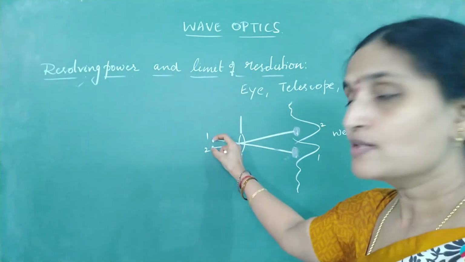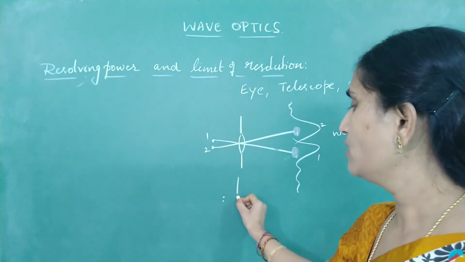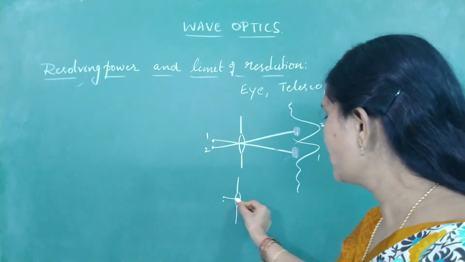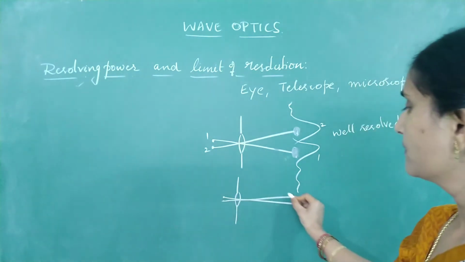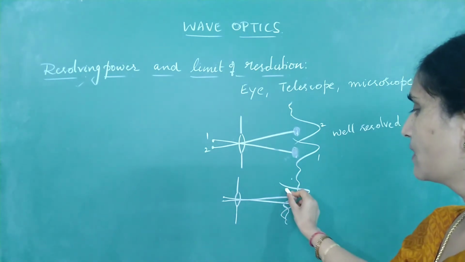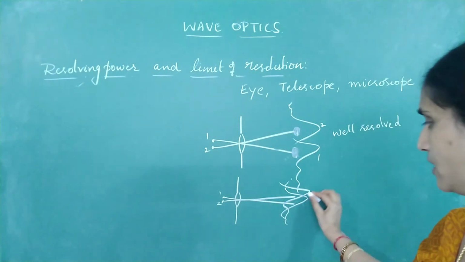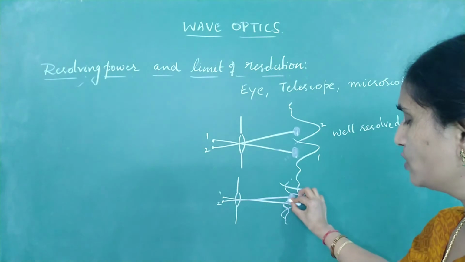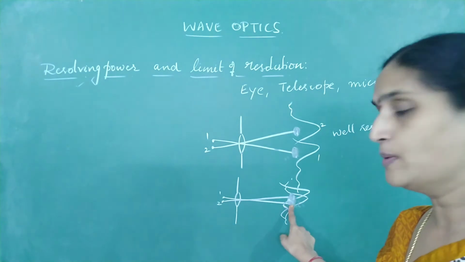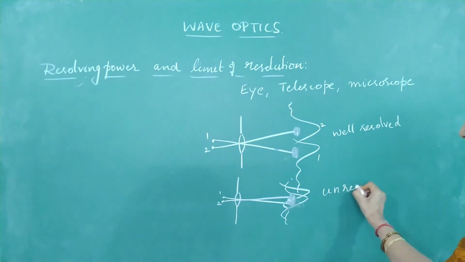If I decrease the distance between these 2 point objects, okay, I bring them very close to each other and you are observing through an objective or the eye, and now the diffraction patterns are formed like this. They are overlapping with each other. The diffraction patterns of the first and the second objects are completely overlapping. Then the person who is observing will not be able to locate them as 2 point objects. The images will overlap and it will give you an impression as if it is a single object. Then we call this condition unresolved.